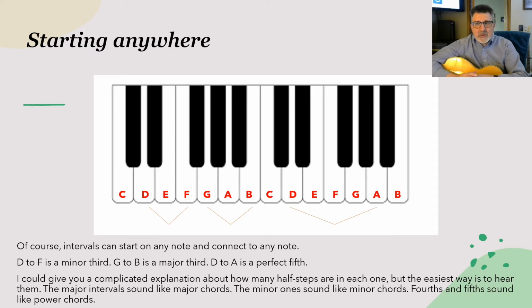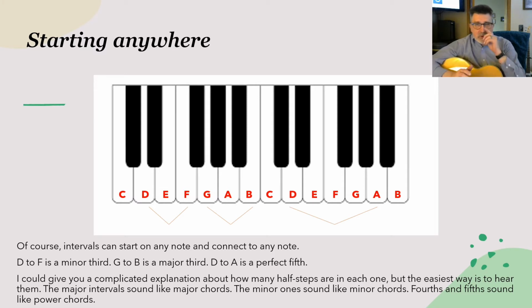D to F would be a minor third, and I've kind of diagrammed that out on the keyboard there. You see the little V where we go D up to F. Okay, that's the minor third. G to B is a major third. D to A is a perfect fifth.